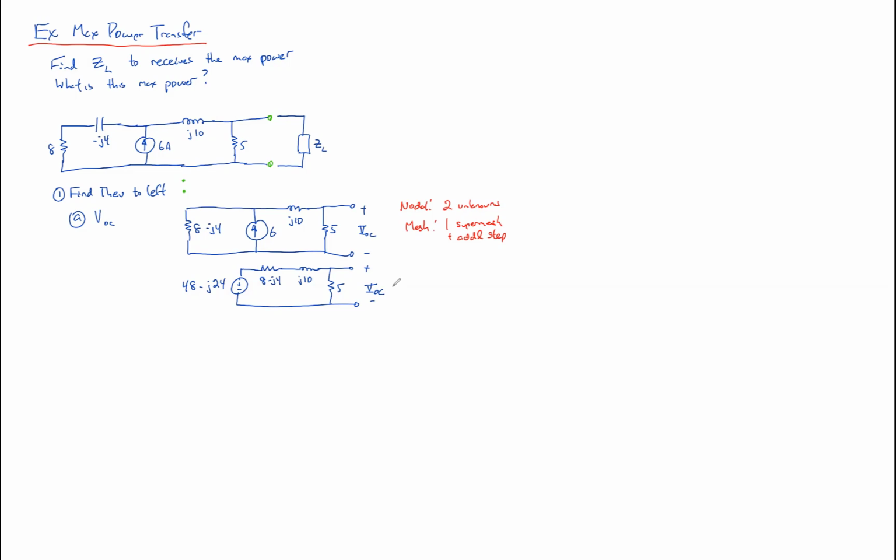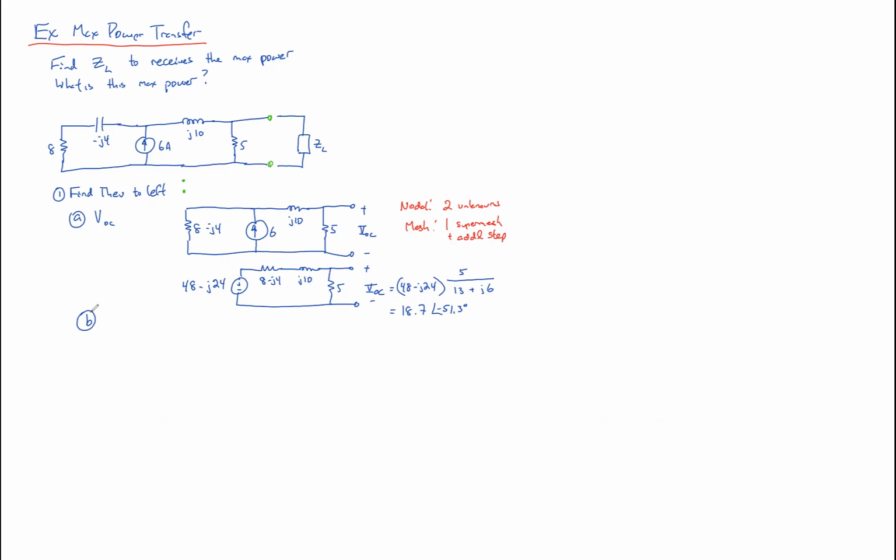Now we can directly find VOC by saying it's equal to the source times the voltage across which we want to find, which is our 5, over all of them summed together. So the sum is 5 plus 8, which is 13, minus J4 plus J10, which would be plus J6. We can put that into our calculator and find it's equal to 18.7 at an angle of minus 51.3 degrees. So that's our first step.